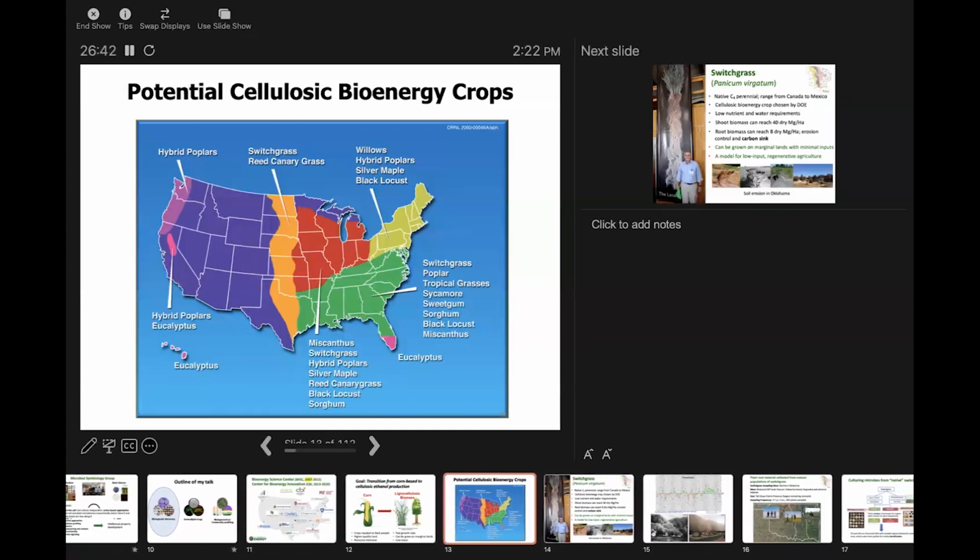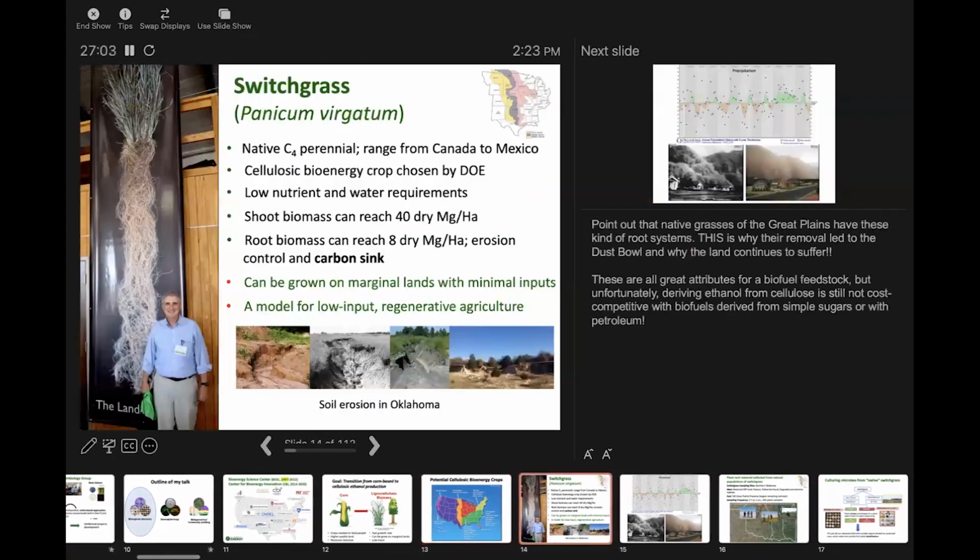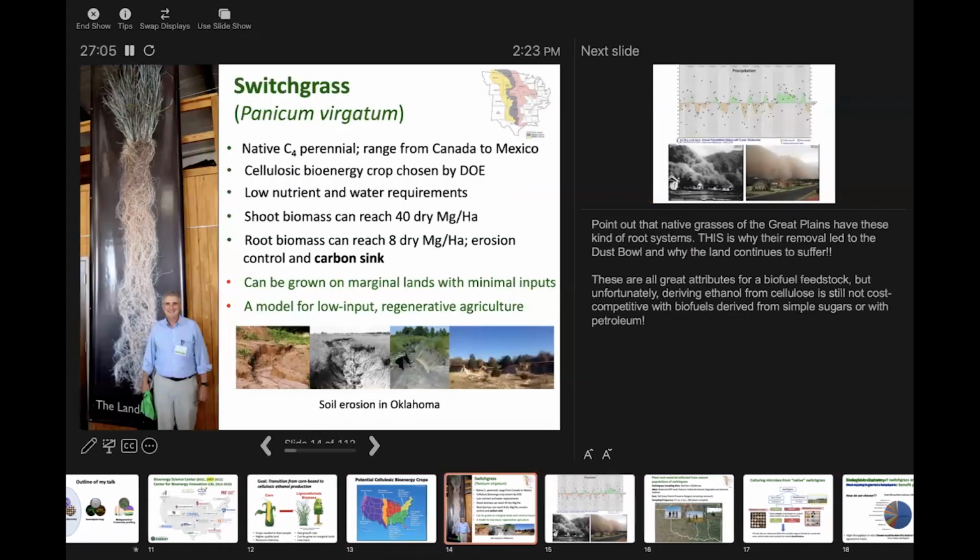In our area, switchgrass was named as a primary candidate, again, by the Department of Energy. I don't know if anybody remembers it, but George Bush actually mentioned switchgrass and making fuel from it. Yeah, that's right. And a lot of things, to be honest. There's many feedstocks, as you can see. So we focused on switchgrass. Why switchgrass? Because it has an amazing root system.